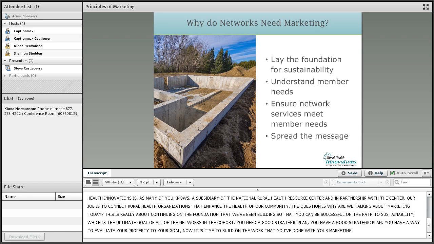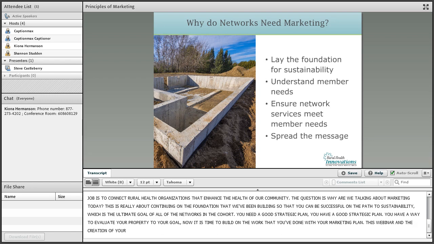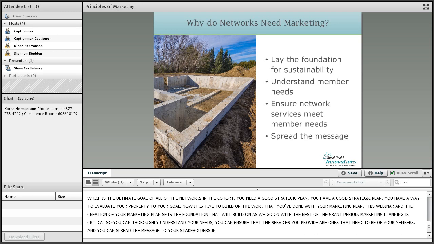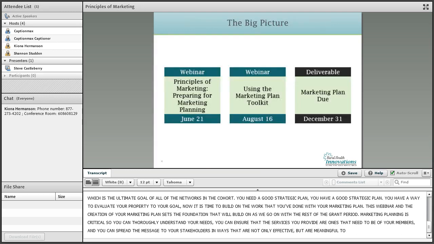So this webinar and the creation of your marketing plan sets the foundation that we'll build on as we go on in the rest of the grant period. Marketing planning is critical so that you can thoroughly understand your member needs, that you can ensure that the services that you provide are ones that meet the needs of your members, and then that you can spread the message to your stakeholders in ways that are not only effective but that are meaningful for them.